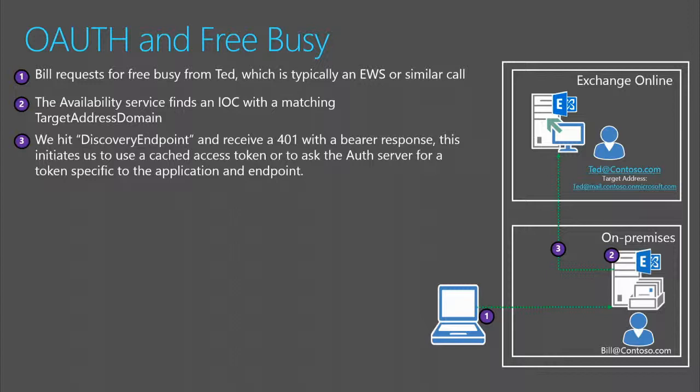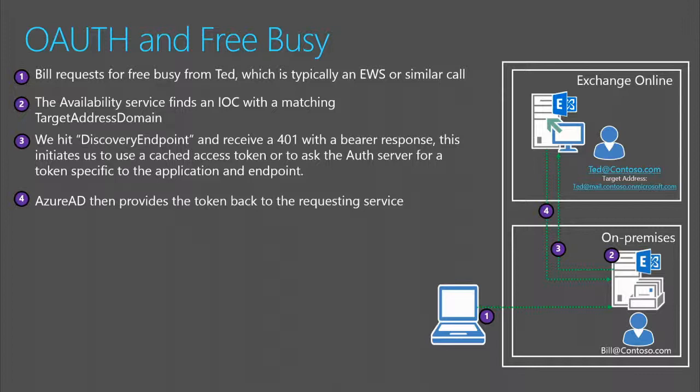If you look at the intra-organization connector configuration, you'll see there's a target address domain in there, a discovery endpoint in there. We use that discovery endpoint to try to discover and retrieve an authorization token. It's actually called a bearer token. So once we do that, I should talk about one of the interesting facts there.